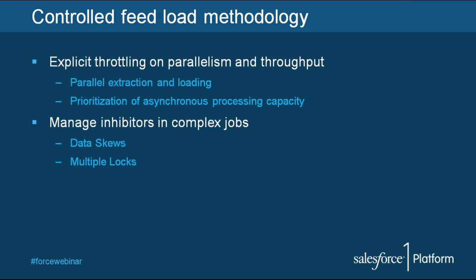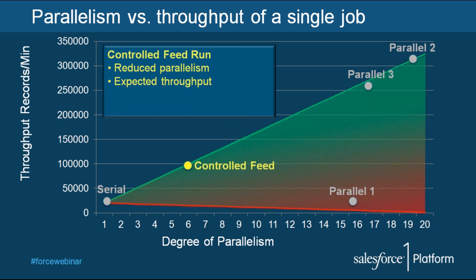So put simply, the controlled feed data load is just loading your jobs one after another as they complete, right? So you kind of order them into the system. And some of the benefits that you can get from a controlled feed data load when they're used properly is the ability to throttle and use a specific degree of parallelism that you want to load for that particular job. You can also use it to manage inhibitors in more complex jobs, like, for instance, if you have data skews or if you're trying to manage multiple locks. And there's a whole bunch of information about that in the wiki article that's just a couple of slides away right now.